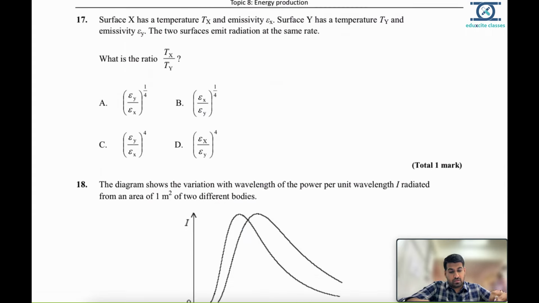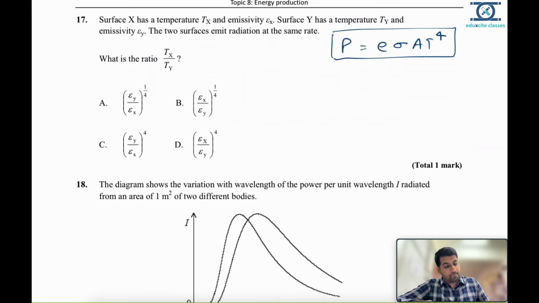Okay. Question number 17 now. This is again based on the black body Stefan-Boltzmann law. I hope you know the formula, it is given in your data booklet. Power is equal to emissivity, sigma, into A, T raised to power 4. Emissivity, and this is the Boltzmann constant, this is the area of cross section, this is the temperature. So it is given that surface X has temperature Tx and emissivity Ex, and surface Y has Ty and Ey. The two surfaces emit radiation at the same rate.